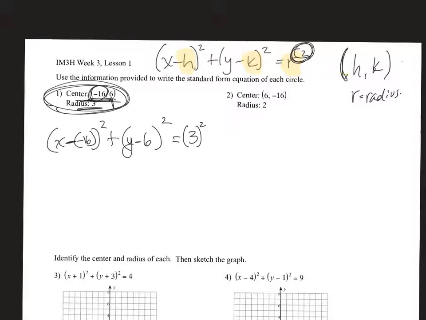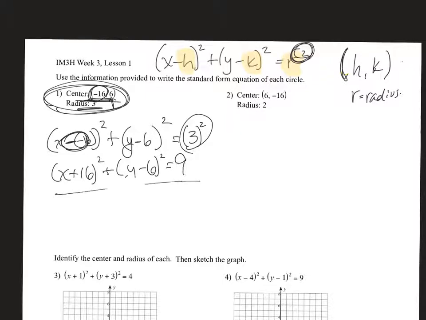All right, so again, cleaning this up just a little bit. Here I have a double negative, so this becomes x plus 16 squared. This parenthesis looks pretty clean already. And 3 squared over here equals 9. This is the equation of the circle.